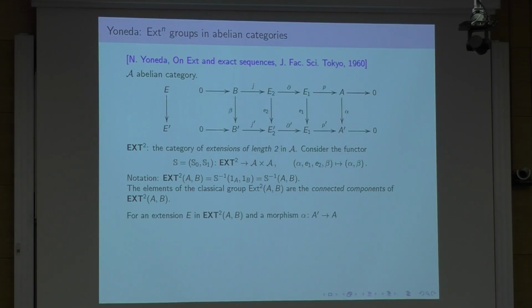And what we can do, if we start with an extension and a morphism from A prime to A, we can pull this extension back to another extension alpha star E with the same kernel. These, of course, are classical results in an abelian category. And this pulling back has a universal property.